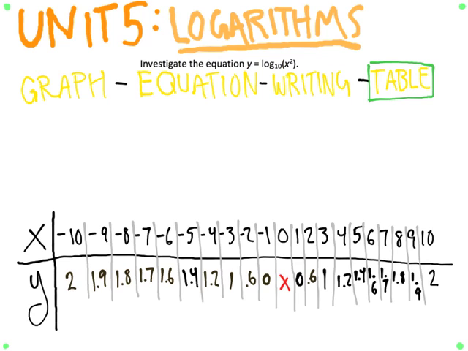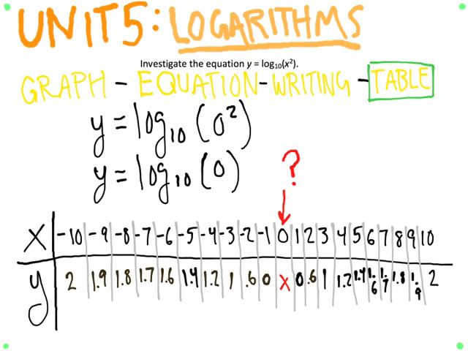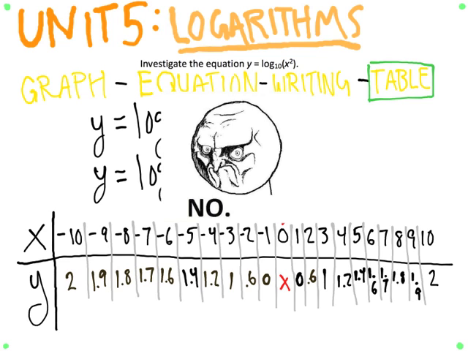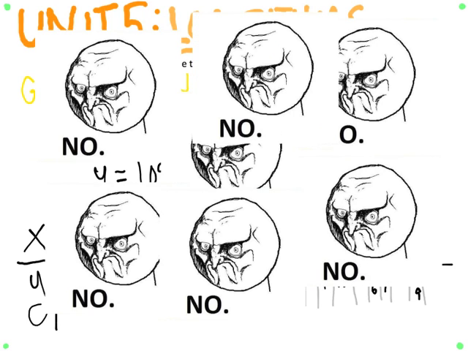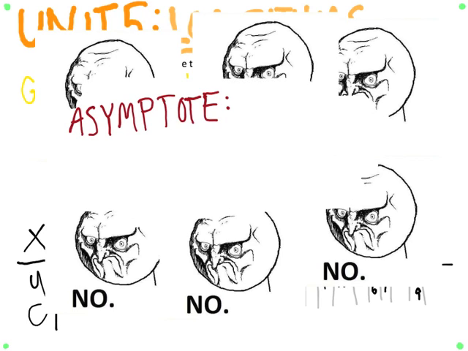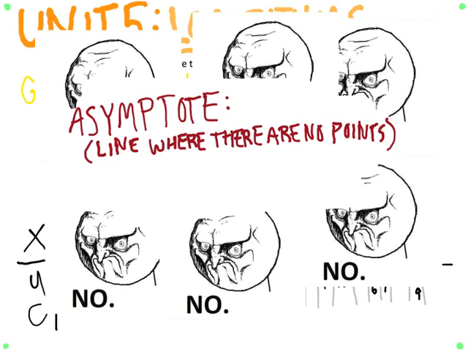So let's look at one point here. Why did we get undefined when x equals 0? Well, think about it. 0 squared is 0, but you can't have the log of 0. It just doesn't happen. A logarithm is an exponent. If you input this into your calculator, it just says error. It's undefined. So our asymptote, or the line where there are no points, occurs at x equals 0. There are no points on this part of the graph.